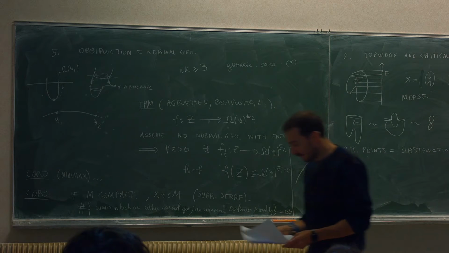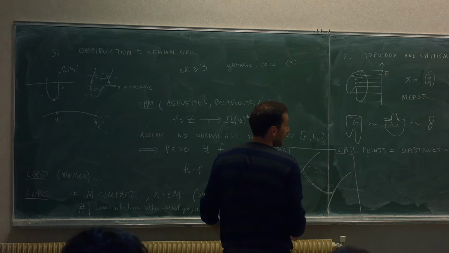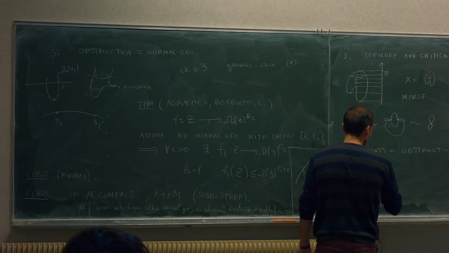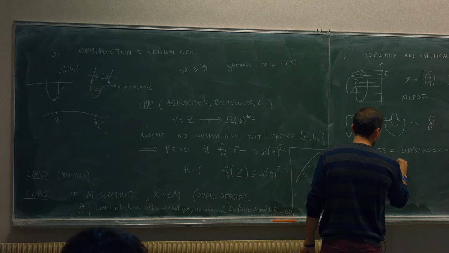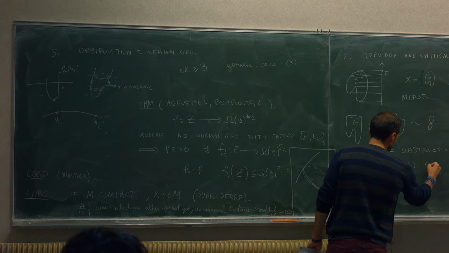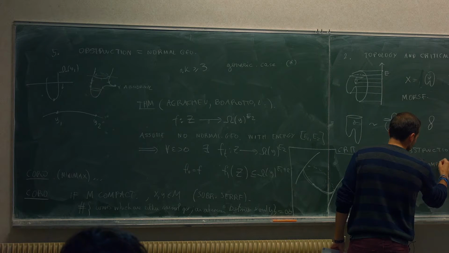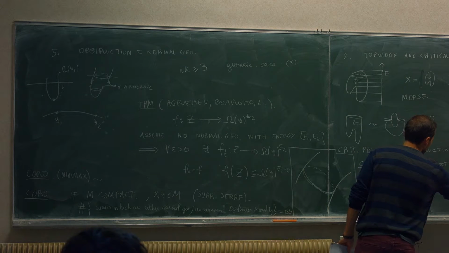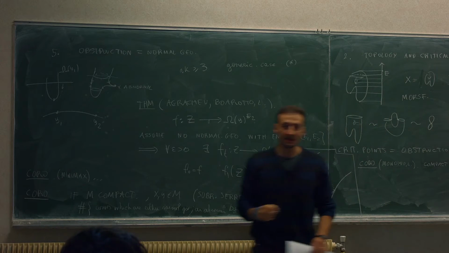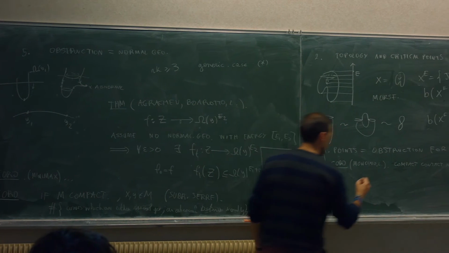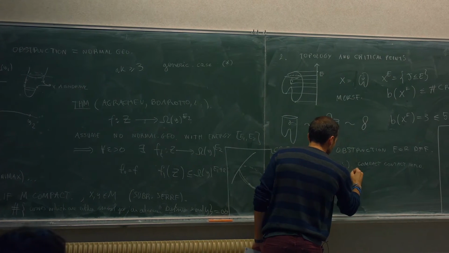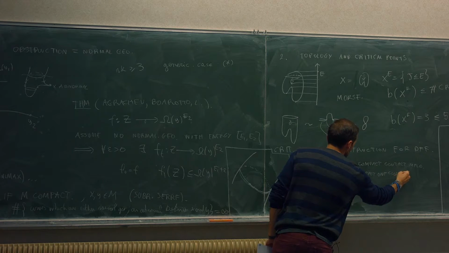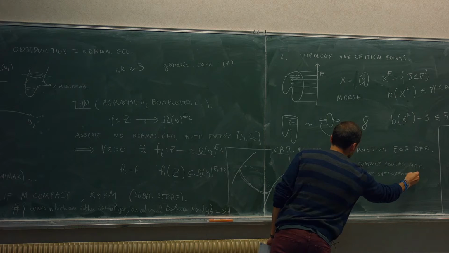Maybe another corollary of the same type of ideas, which is related to what was discussed today. This is with Andrea Mondino. It says that on a closed, say compact, contact sub-Riemannian manifold, there is at least one closed geodesic.